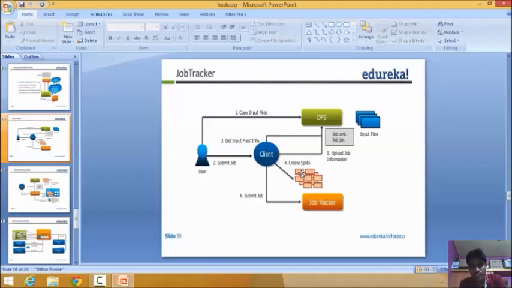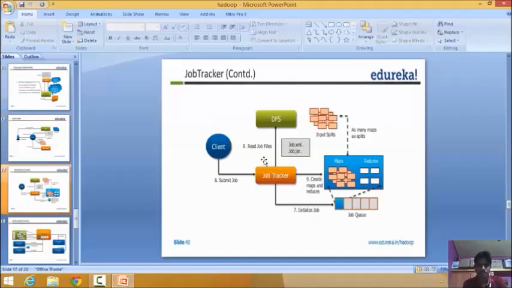Here, the input data is split into several input splits, and jar files are created from that. After that, the job is submitted to the job tracker. Let us move further. The client submits the job to the job tracker.